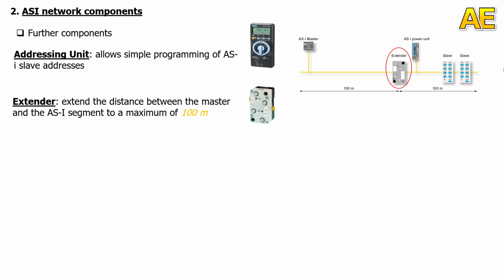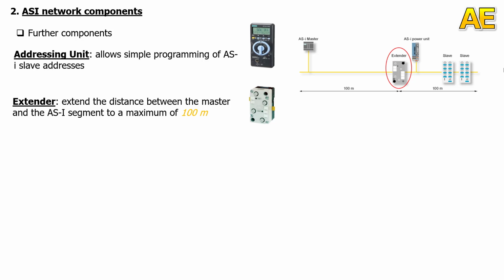Next is the extender. The function of the extender is to extend the distance between the master and the ASi segment to a maximum of 100 meters. On the master side, however, no extra power supply is required. An extender expands the possible use of the ASi in much the same way as the repeater. Here, the slave can only be used downstream of the extender.